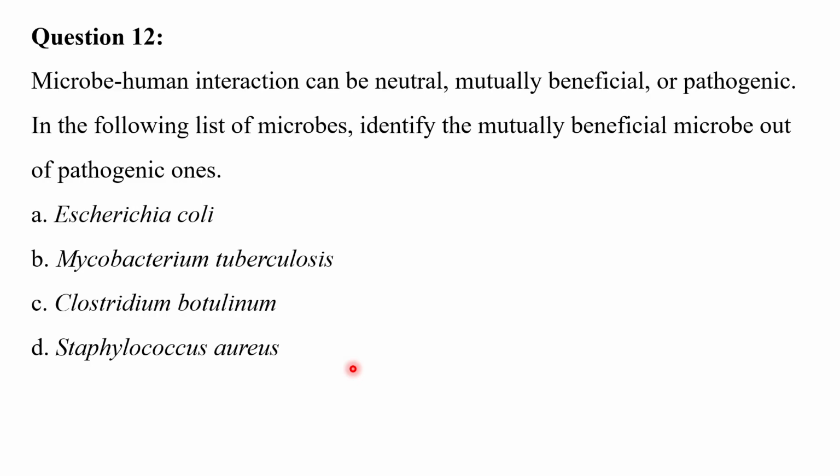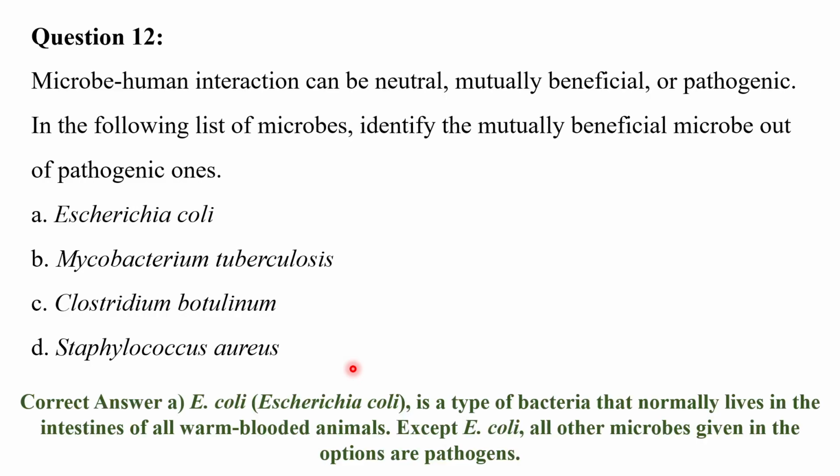Yes, Amardeep has answered option A, Escherichia coli. So the correct answer is option A, E. coli or Escherichia coli. It's a type of bacteria that normally lives in the intestine of all warm-blooded animals. So it's a gut bacteria actually. It's present in our gut. Except E. coli, all other microbes given in the options are pathogens.